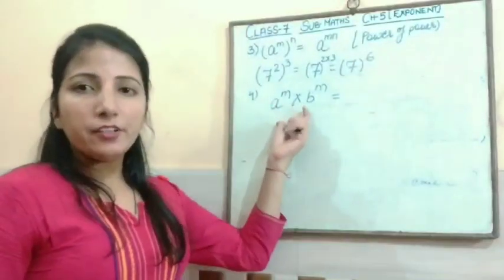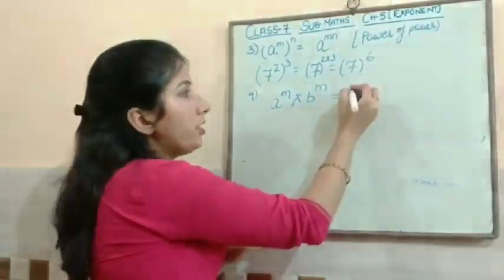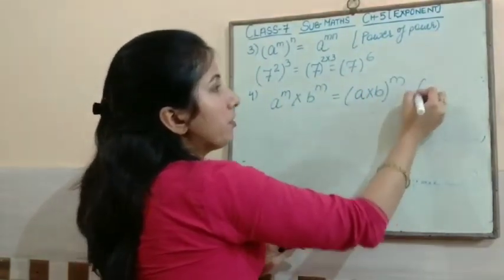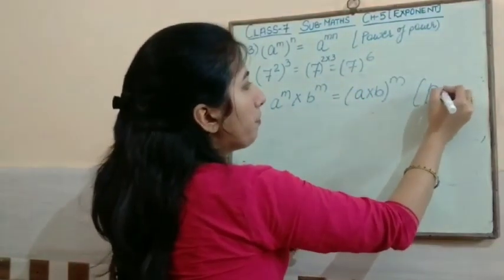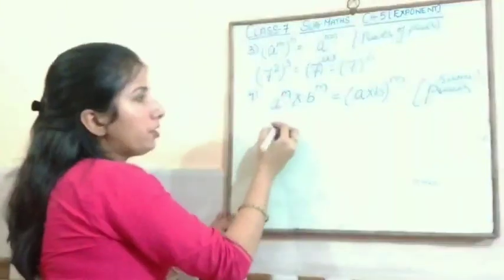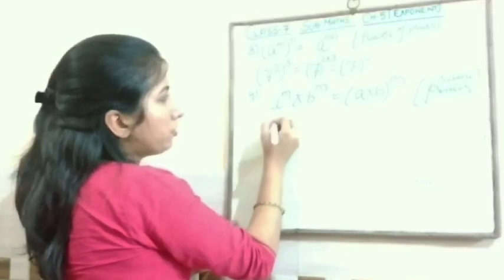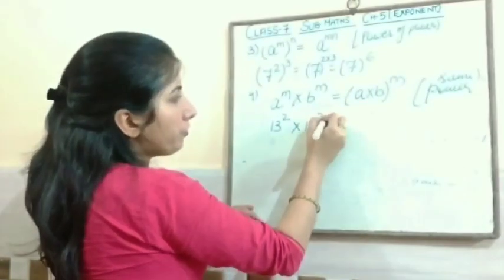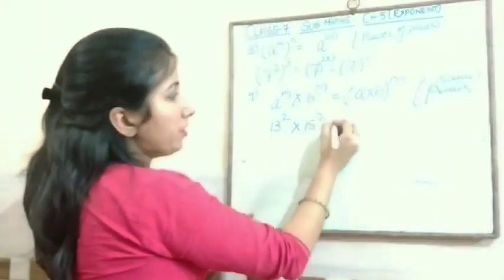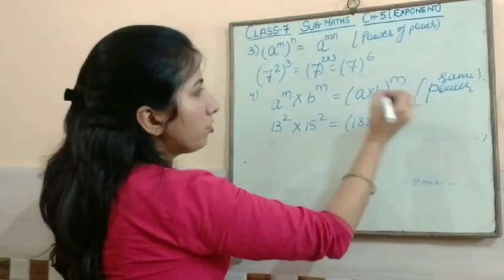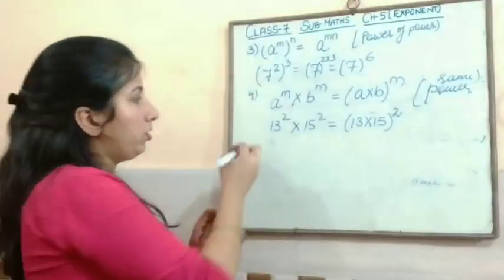Next, if bases are different and powers are the same, then this will be a into b whole power m. Here the power is the same. Example, 13 square into 15 square. This will be equal to 13 into 15 whole power 2.